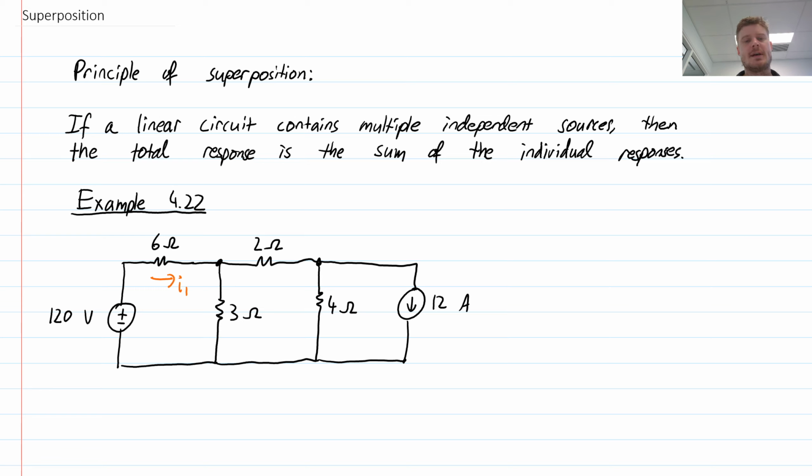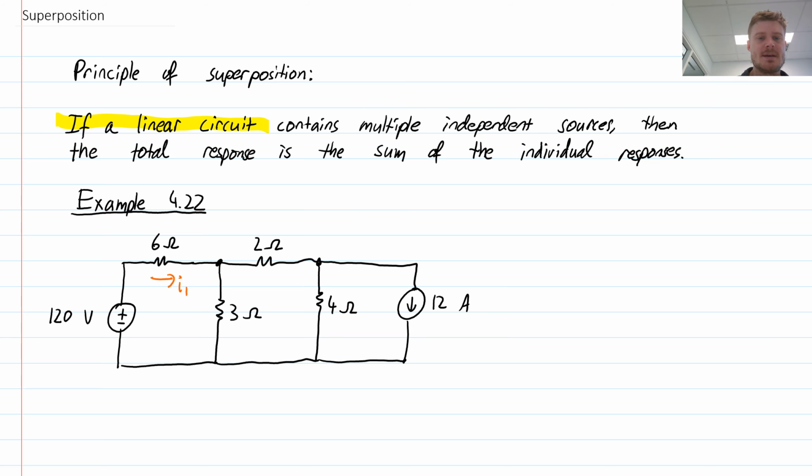Superposition is this mathematical idea that you can break down a linear system into smaller constituent parts, and then the total response is just a sum of all of these individual responses. Expressed in the language of circuit theory, it means that if we have a linear circuit that contains multiple independent sources, then we can study the response due to each of those independent sources in isolation. And then the total response, or the response to the real circuit that has all of these different sources in it, is obtained by just summing up the responses due to each of those sources in turn.